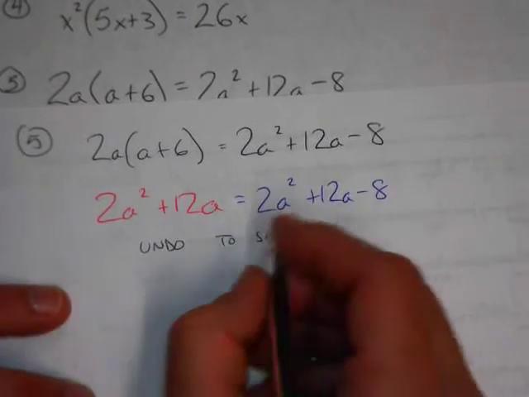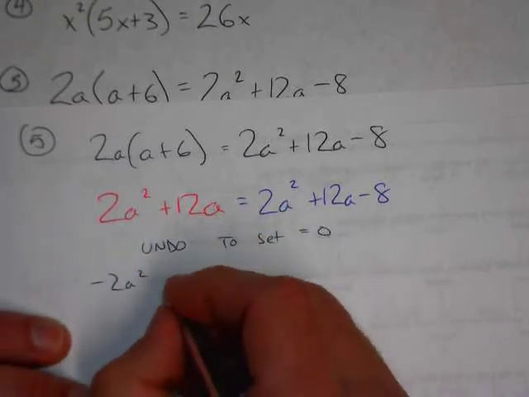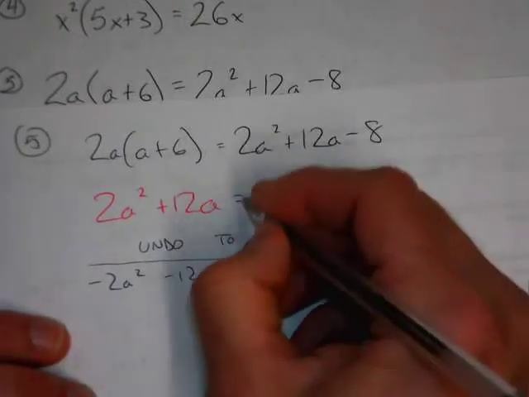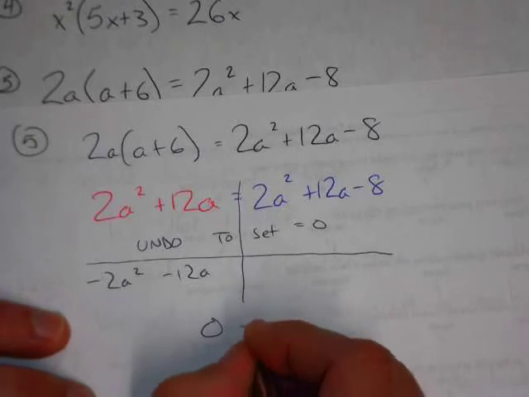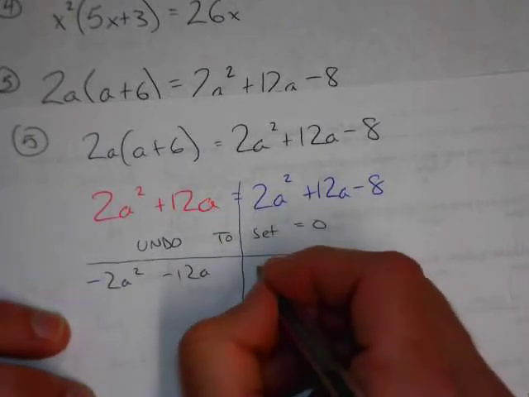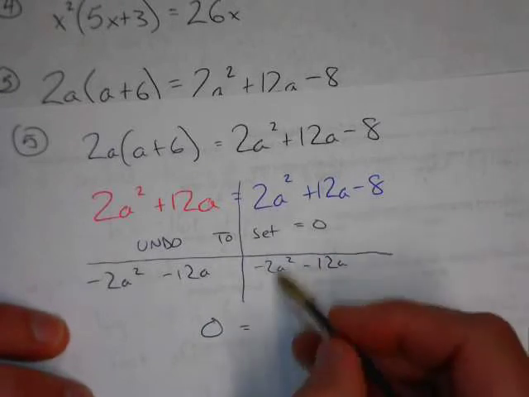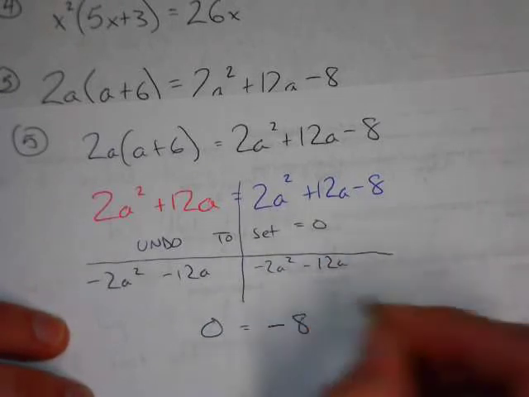So I can subtract this 2a squared, and I can subtract this 12a from both sides. Right? And look what's going to happen. I have 0 on one side equaling, so if I subtract 2a squared here and minus 12a here, look what happens. This cancels, and this cancels, leaving us with negative 8.